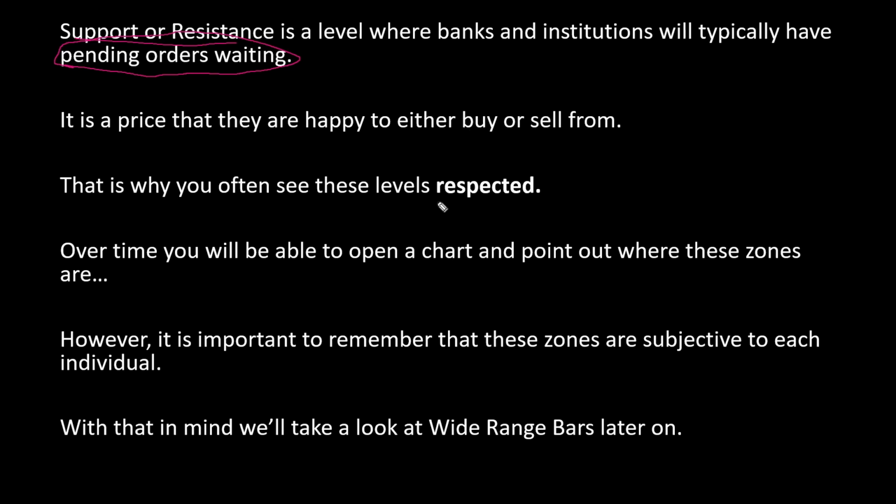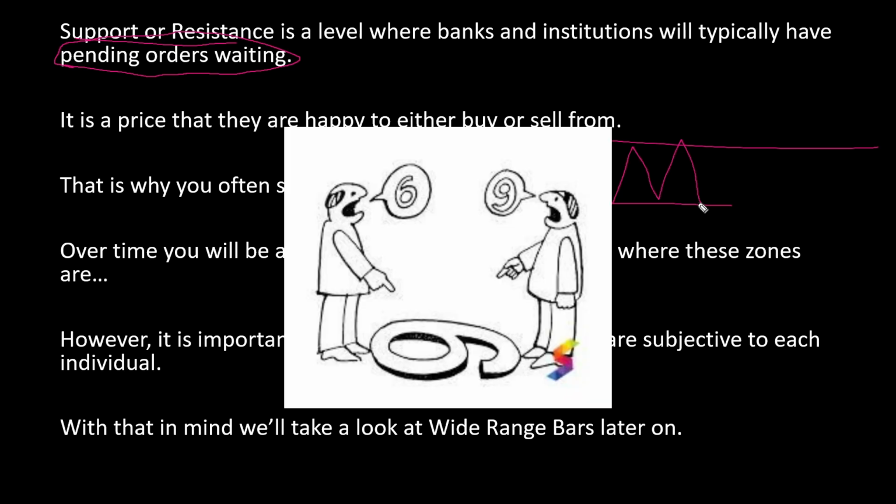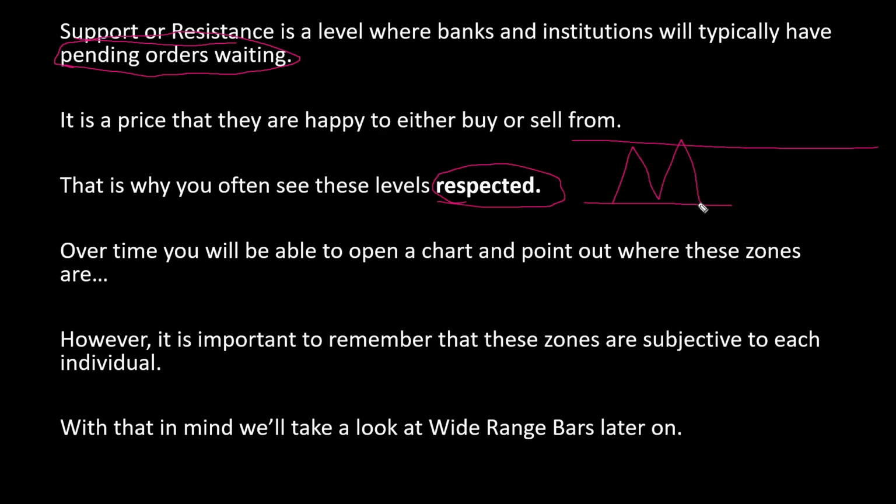That's why you typically see these levels respected, meaning they're keeping their market structure. They're not breaking below or they're not breaking above. Over time, you'll be able to open a chart and point out where these zones are very quickly. However, it is important to remember that these zones are subjective to each individual. So you can see them, most people know where to draw them, but on a lower time frame, everyone might be seeing their own sort of lines. So with that in mind, we'll take a look at wide range bars later on. Now these wide range bars are a bit less subjective, and you'll see why later on in this slide.